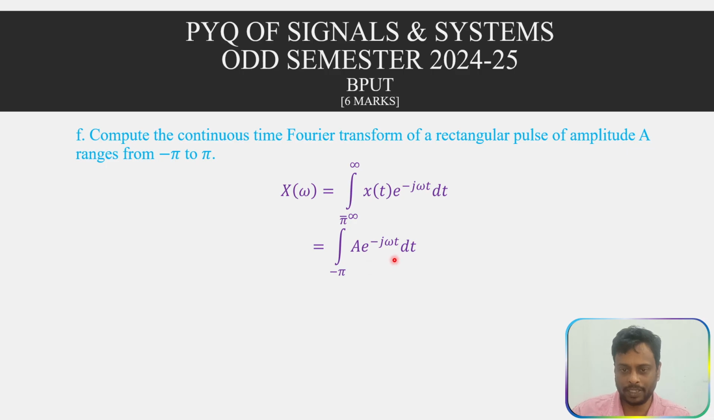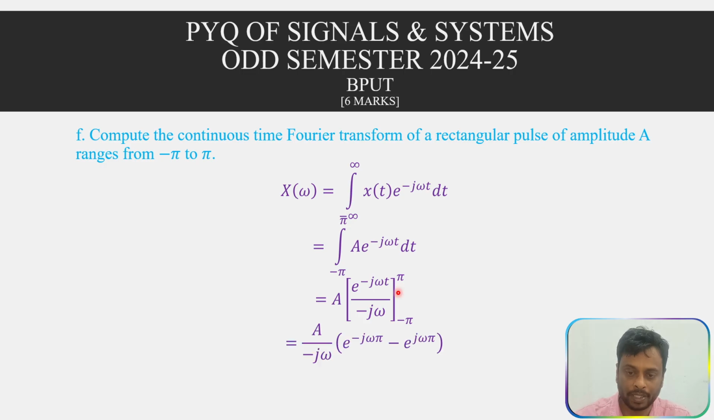So let us integrate this. a is kept outside. It will be e to the minus j omega t divided by j omega. The limit is from minus pi to pi. So in place of t you can write pi. Similarly, in place of t you put minus pi. So minus minus will be plus, it will be e to the j omega pi. Now let us solve this.